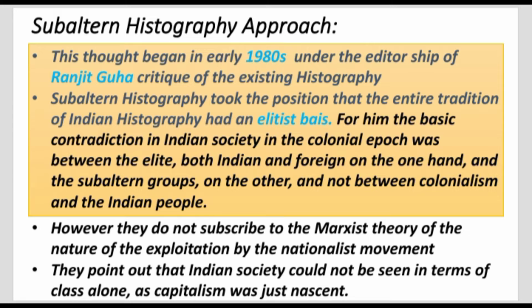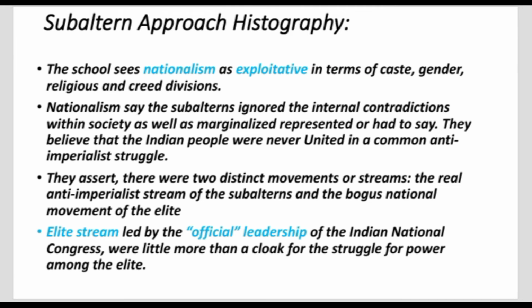However, they do not subscribe to the Marxist theory of the nature of exploitation by the nationalist movement. They point out that Indian society of the time could not be seen in terms of class alone, as capitalism in the country was just nascent at the time, and the school sees nationalism as exploitative in terms of caste, gender, religion, and creed divisions. They say that nationalism ignored the internal contradictions within society, as well as what the marginalized represented or had to say. They believe that the Indian people were never united in a common anti-imperialist struggle, and that there was no such entity as an Indian national movement.